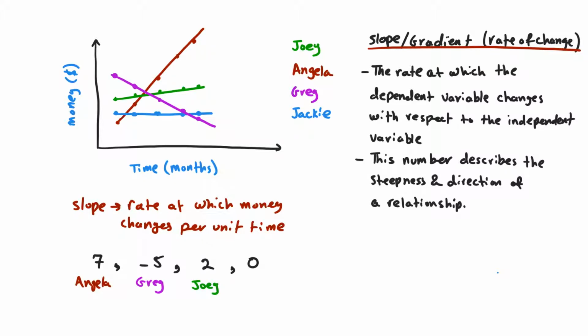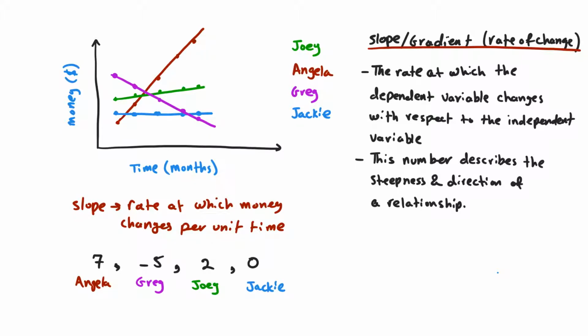And finally, we can see that this blue line over here actually has 0 steepness, meaning that nothing is actually changing. So the 0 slope means no change. So we can say that this one actually belongs to Jackie.